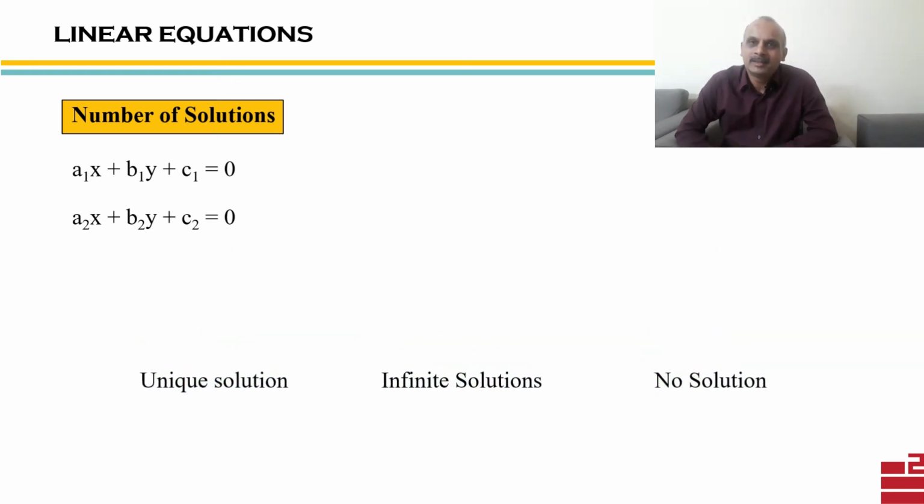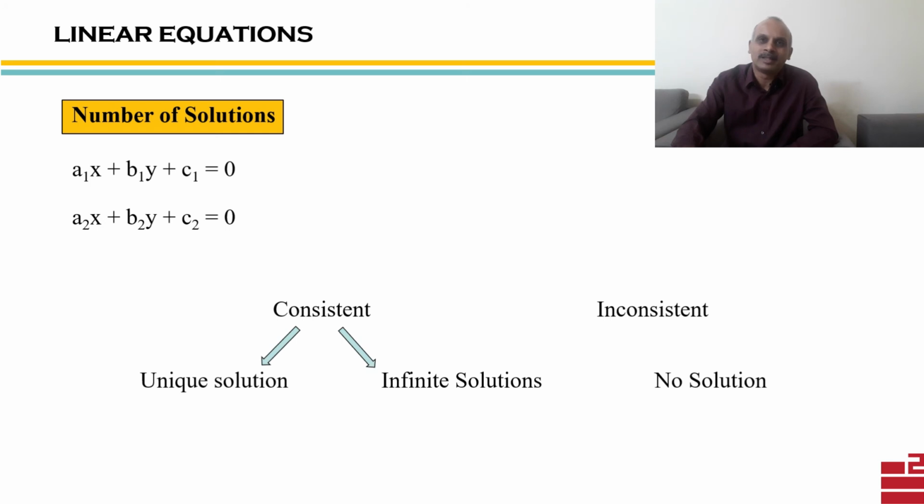Now, as I have said, we either have a unique solution, or infinite solutions, or no solutions. So when we have a unique solution or infinite solutions, we say that a solution exists. And whenever a solution exists, whether unique or infinite, it's a case of a consistent system of equations. But when a solution does not exist, that is a case of no solution, we have a case of an inconsistent system of equations. So when we have consistent equations, either we have a unique solution or infinite solutions. And when we have inconsistent equations, we have only the case of no solution.